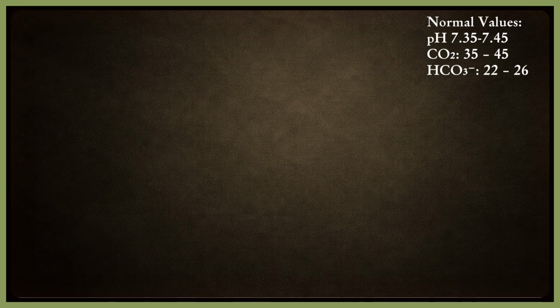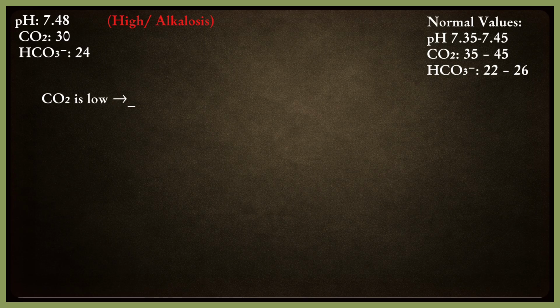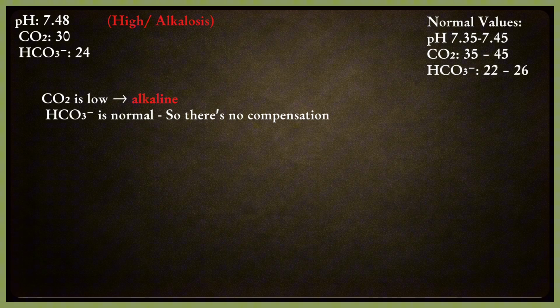We're going to go into a little bit more practice here. So with a pH of 7.48, CO2 of 30, HCO3 of 24. So the pH is high, this is alkalosis. The CO2 is low, which pushes the body alkaline. HCO3 is normal, so there's no compensation. This is uncompensated respiratory alkalosis.